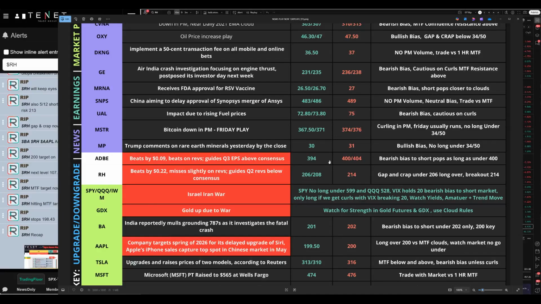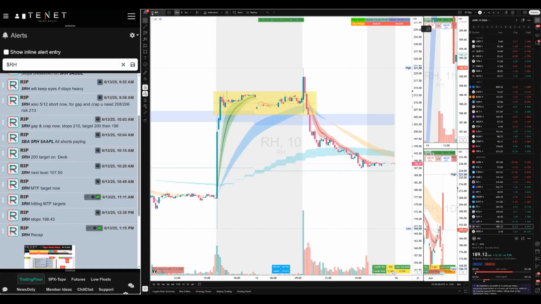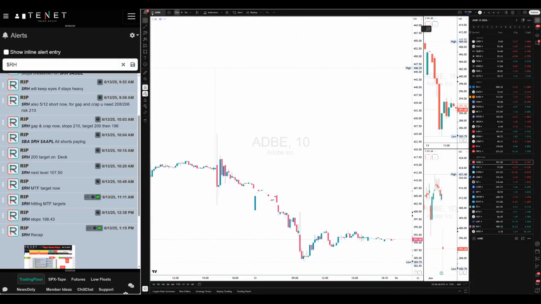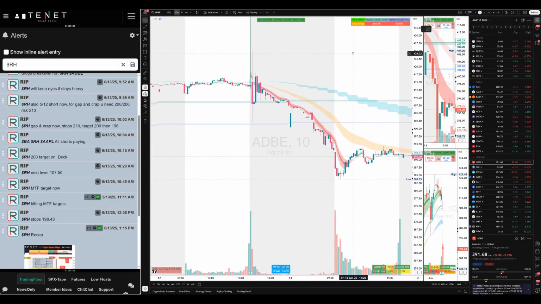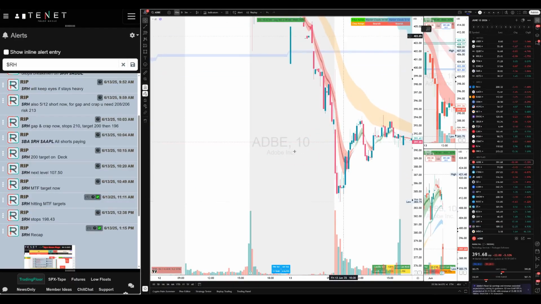So Adobe was simple, 400 psychological level. I have spent years teaching everybody about the 400 psychological level, how important that level is. Bearish bias to short the pops as long as under 400. Simple concept. And if you were not ready in the morning, then it was a good trade for you if you were ready. So let's see here.